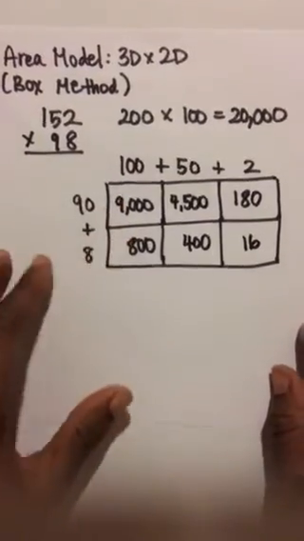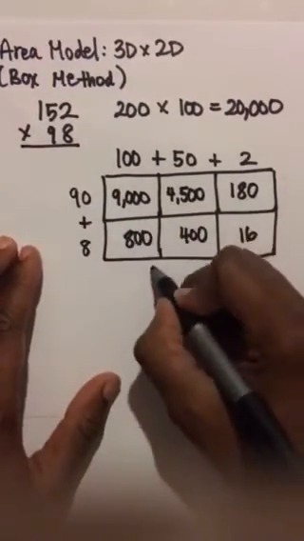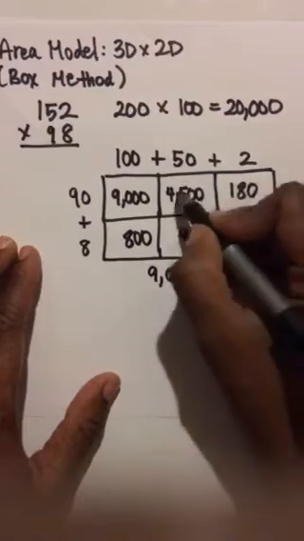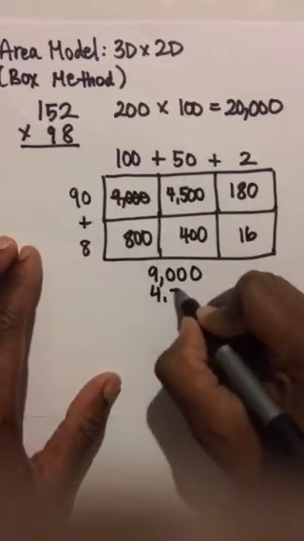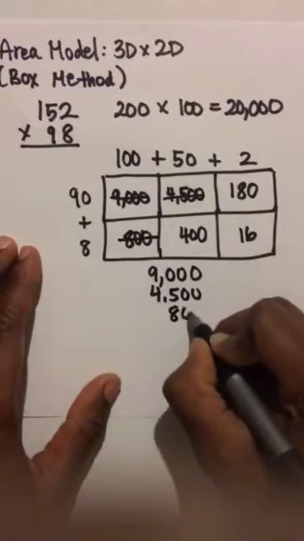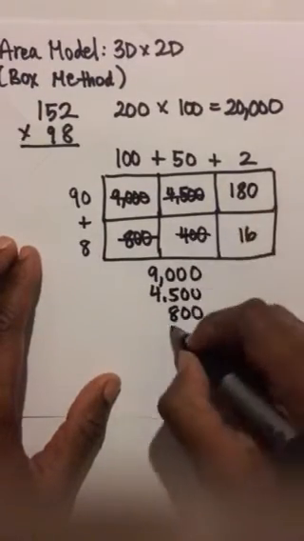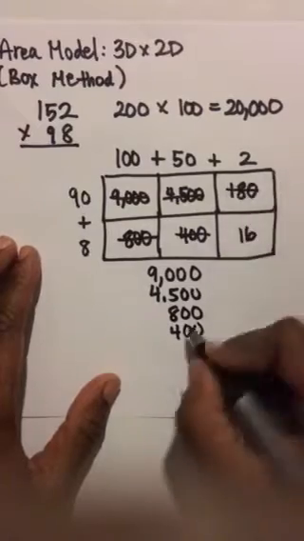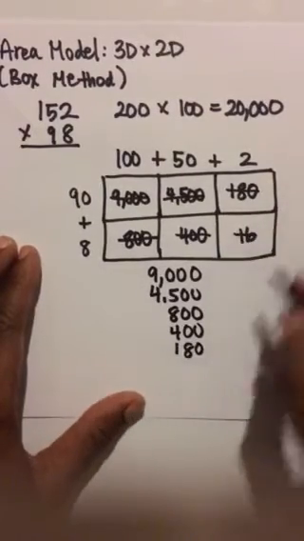8 times 50, 400. And 8 times 2 is 16. Lastly, I total my partial products. So we have 9,000 plus 4,500. Let's do 800. I want to do largest to smallest. 400, 180, and 16.